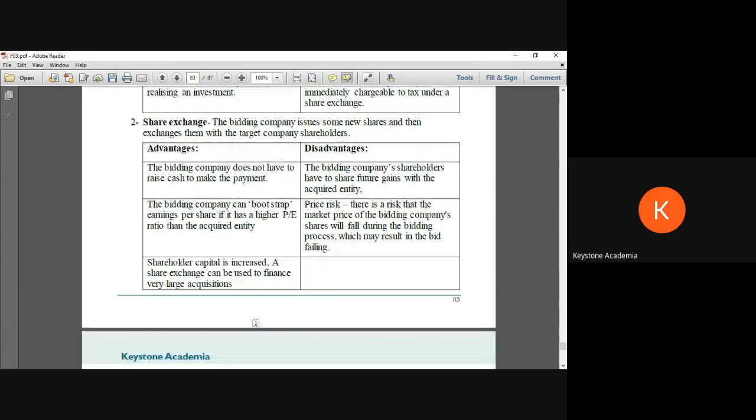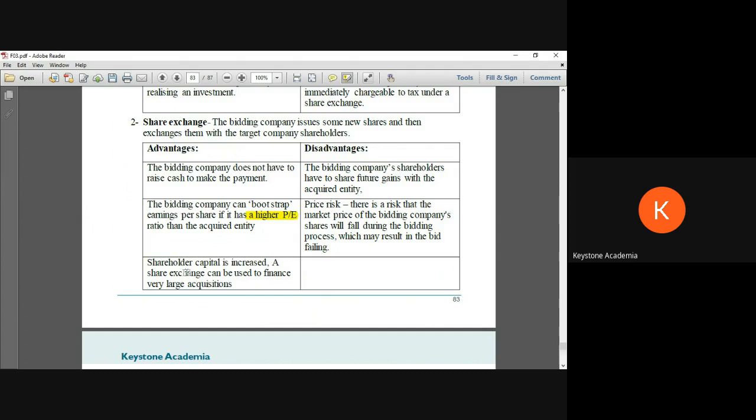Okay. Next is share exchange. This is usually the most commonly used. The bidding company does not have to raise cash to make the payment. That's the first advantage. Second is you can bootstrap. That means you can just use their price. There is one option, the earnings-based method. If we use their P/E, we can just artificially increase the value of the business.